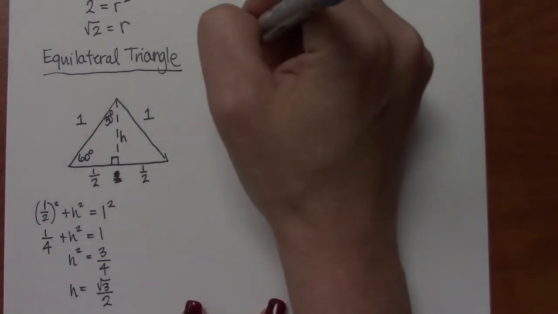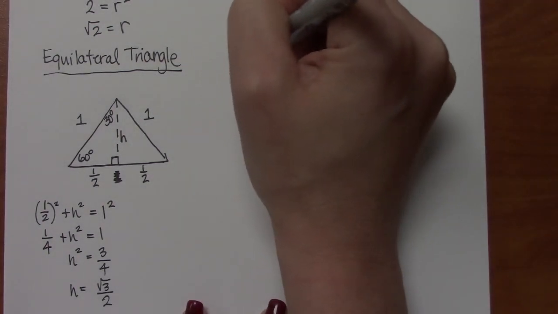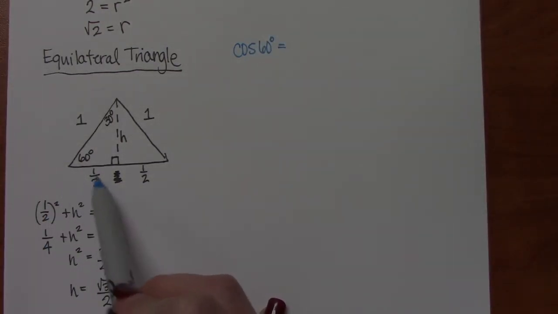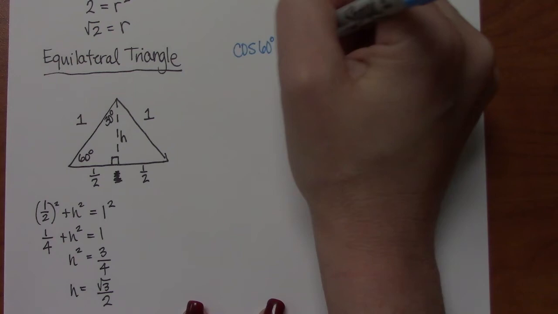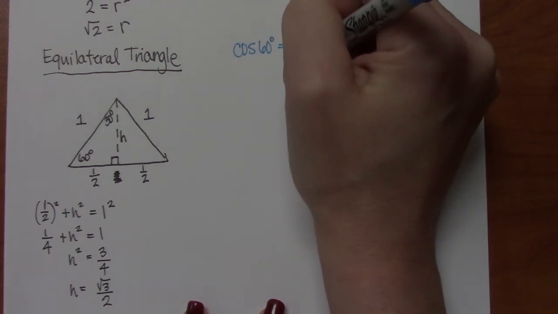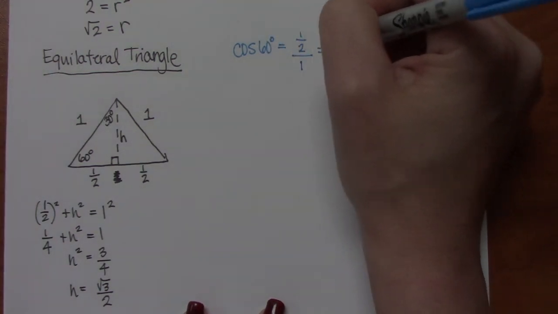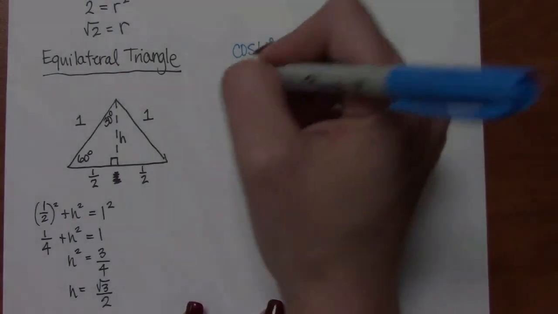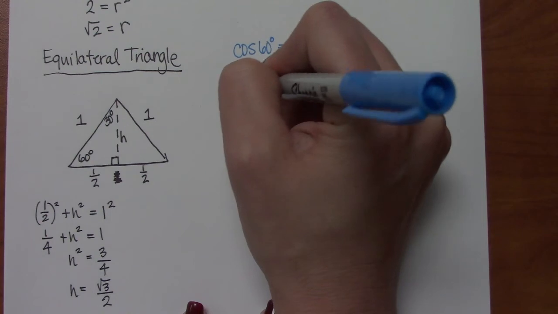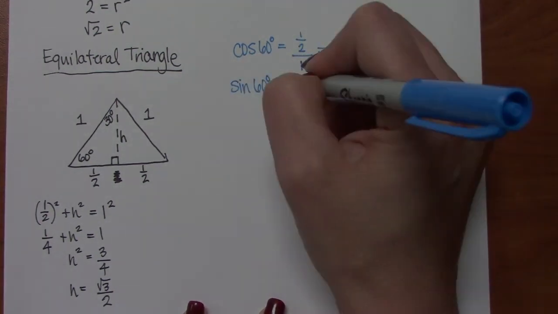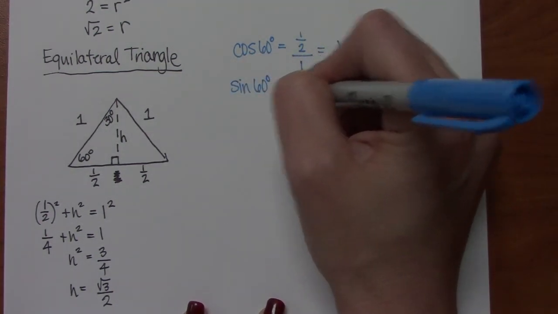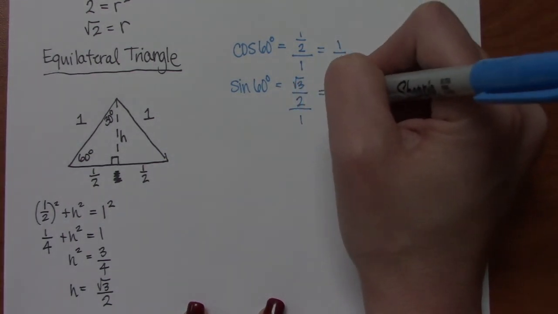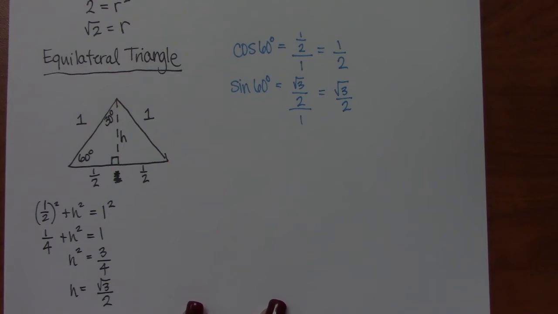So if we want to do cosine of 60, cosine says take the adjacent side, so the adjacent side here is 1/2, and divide it by the hypotenuse, which is 1, so this just simplifies to 1/2. If we want to know what the sine of 60 degrees is, well, the opposite side is the square root of 3/2 divided by the hypotenuse, and so we just get square root of 3/2.